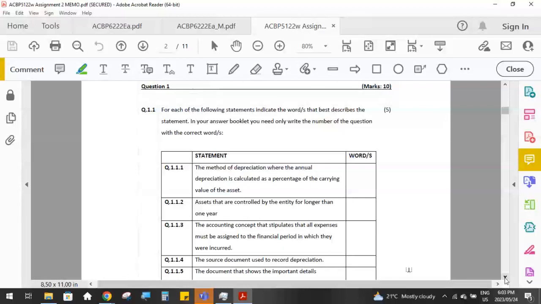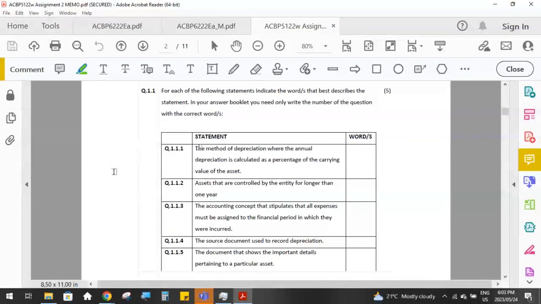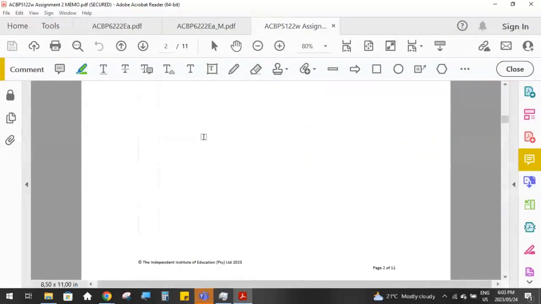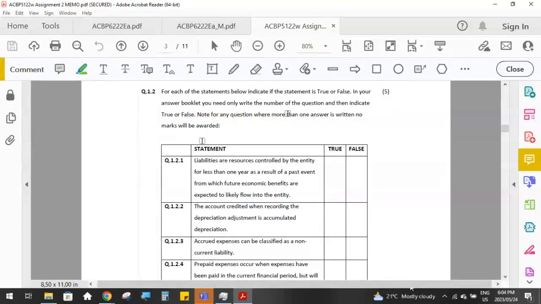Okay, so question number 1 was only for 10 marks. It was the 2 5-mark questions. And all we had to do here was, for each of the following statements, indicate the word that best describes the statement, and you had to come up with the word or words that describes the statement. So this you would have found in your textbooks if you had looked carefully. So we'll have a look at the answers in a second. And then the second part of question 1 was, for each of the statements below, indicate if the statement is true or false.